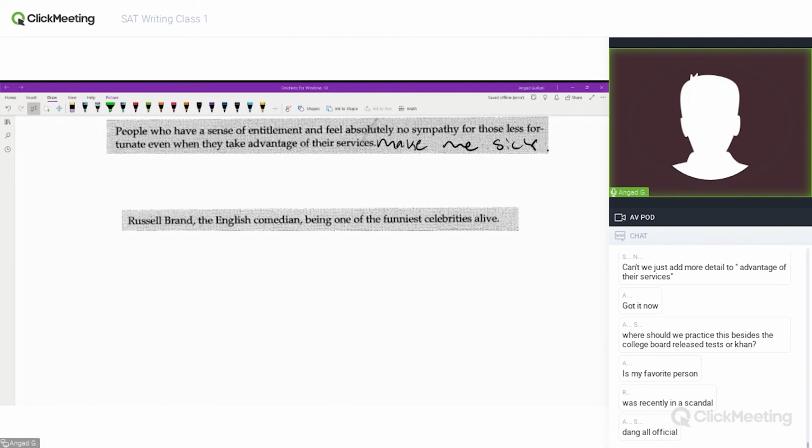Okay, a lot of you are saying, is my favorite person, was recently a scandal. Yeah. But what I did, instead of adding something to the end of the sentence, I just thought, let's just add an is, right? Russell Brand, the English comedian, is being one of the funniest celebrities alive. Or just get rid of the being: is one of the funniest celebrities alive, right? We have this gerund here, being, and we can just get rid of that, put is, and it makes a complete sentence now. You guys get that?